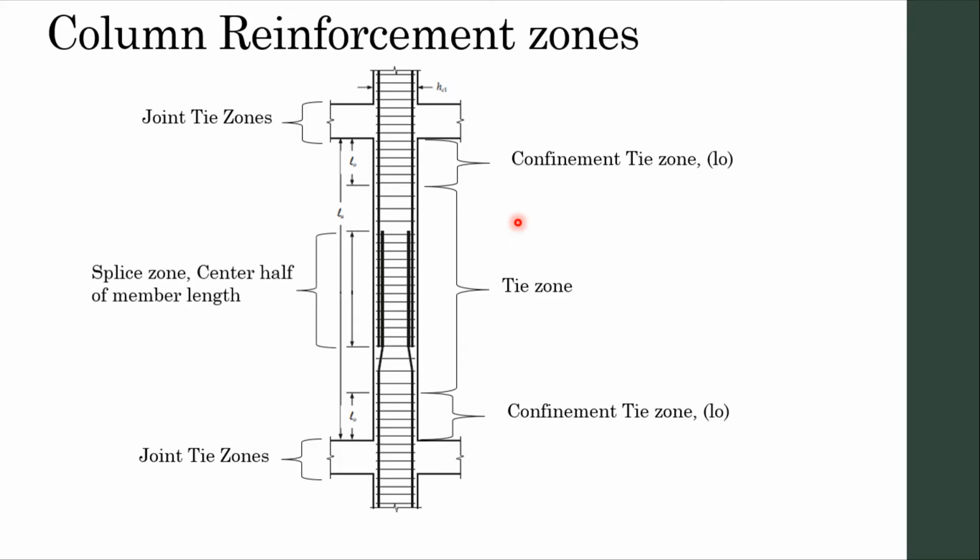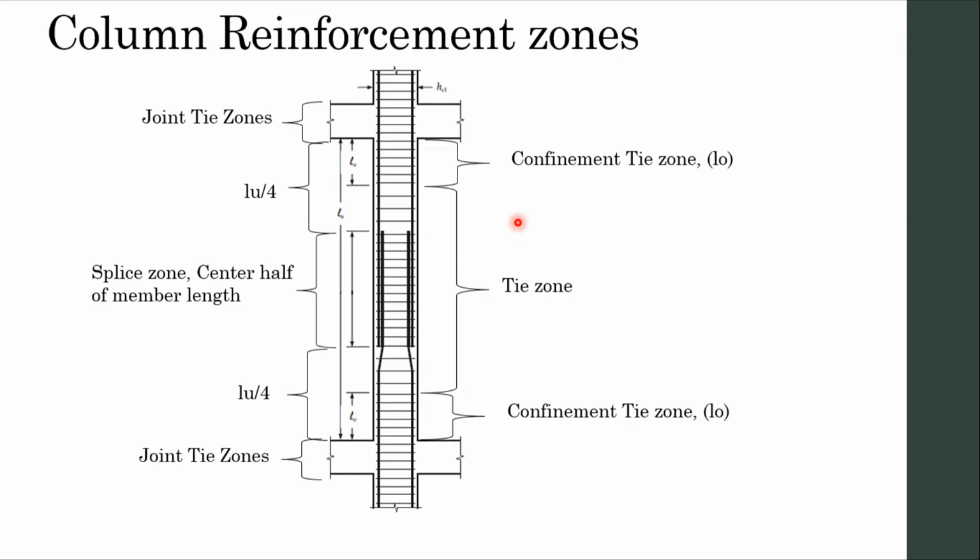Then, ngayon, pag yung mga splice, ito naman yung splice zone. Ang splice zone ay pwede ka lang mag-splice within the center half of the member length. So, ibig sabihin, sukat ka ng 1/4 ng LU sa top and 1/4 ng LU sa bot. Then, yung natitira, yun yung splice zone. Doon ka lang pwedeng mag-splice.